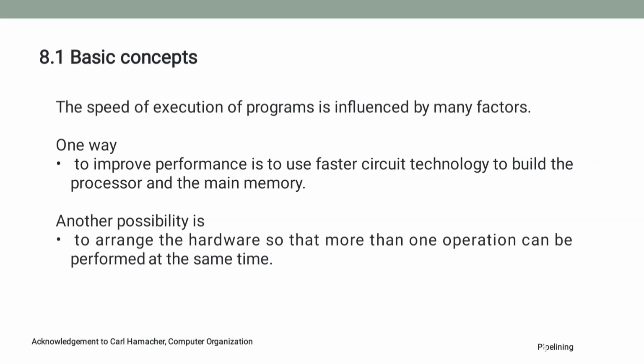So the speed of execution of programs is influenced by many factors. One way is the underlying circuit in any computing device. If it is made up of advanced technology, then that device can work faster. Another possibility is that in whatever hardware is involved, many operations are performed simultaneously, that is, at the same time. Hence, the total time taken for the execution will be reduced. So, pipelining comes in the second category of improving the performance of a computer.